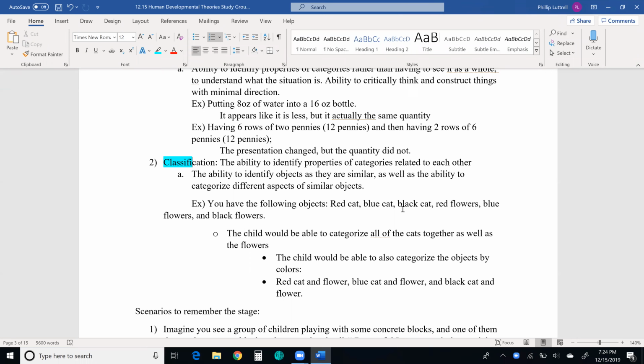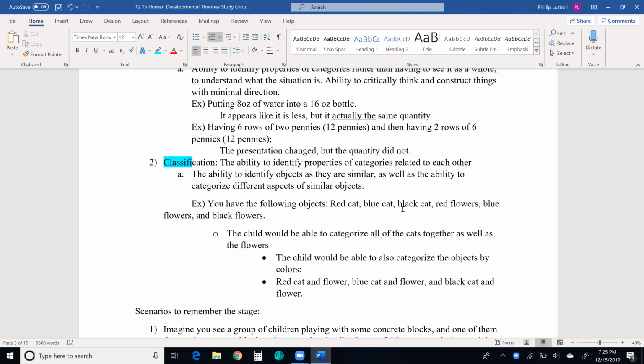However, we can also categorize it based on colors. So the red cat and red flower, blue cat and blue flowers, and the black cat and black flowers. Prior to this, they weren't able to put them together and match them. But since we have classification, aka putting them into the similar classes, we're able to do this. So that is the two milestones of that particular stage.